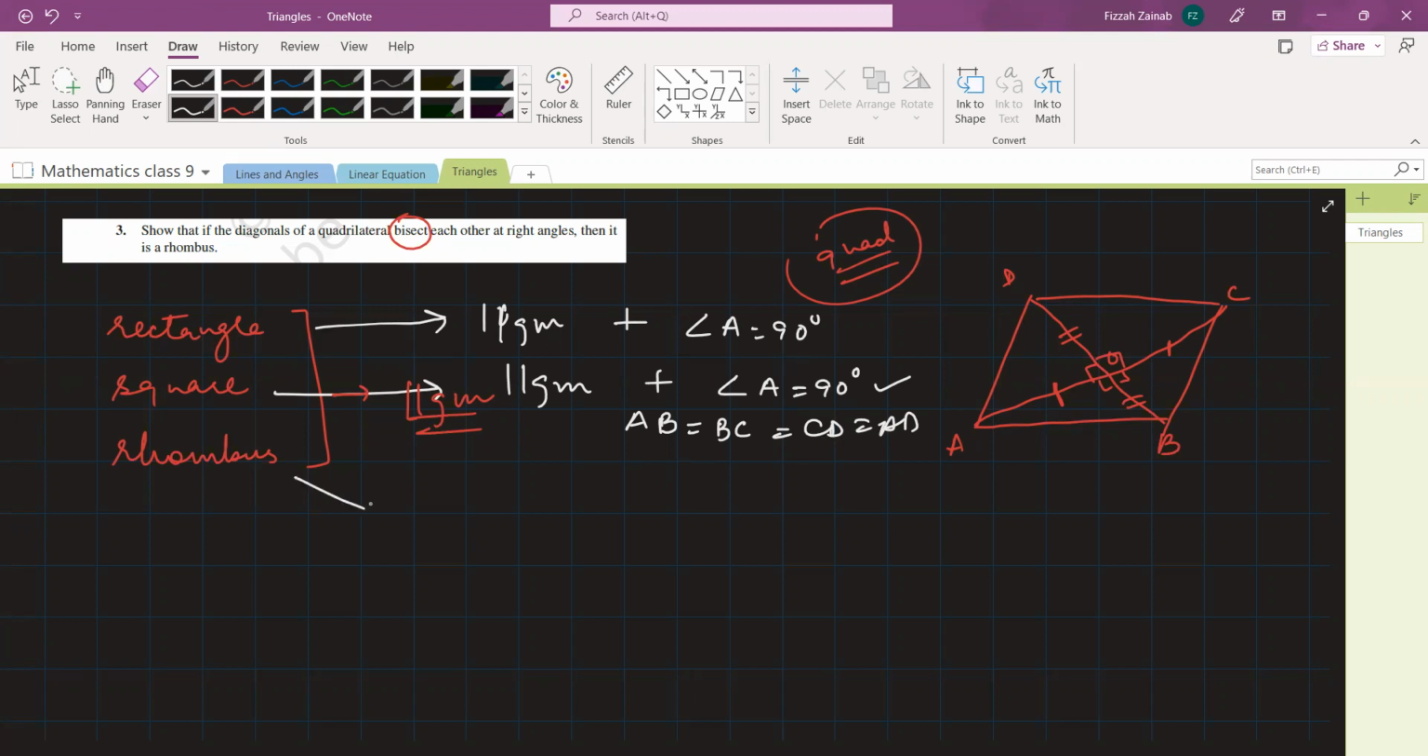Now, similarly for a rhombus, first of all, you will show it is a parallelogram. Now, in the case of a rhombus, this angle A is not 90 degrees, so you don't have to show that. But you have to show that all the sides are equal. So AB is equal to BC is equal to CD is equal to AD. So ultimately, in this question, you will do these two things. First of all, you will show it's a parallelogram. Secondly, you will show that all the sides are equal in length. Is that clear?